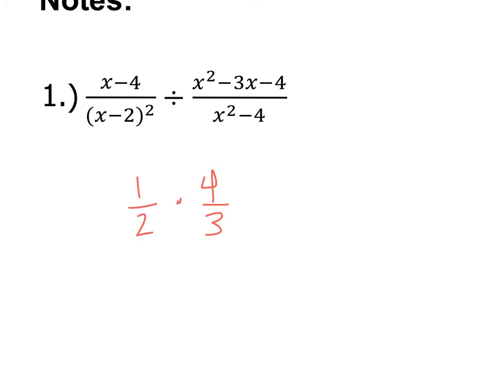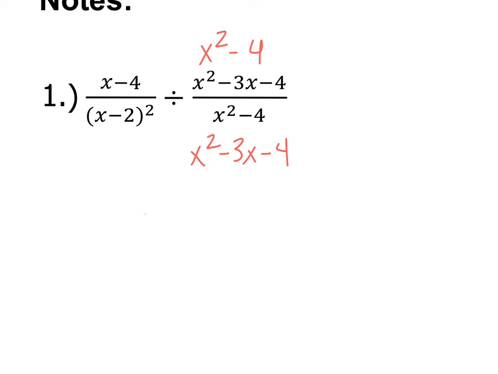So what we can do with the division problems is just change them to multiplication, and it's the exact same thing we did before. So I can change this. Let's flip this around. I'm going to put the x squared minus 4 on the top and the x squared minus 3x minus 4 on the bottom. And so we don't get confused, let's cross that out so that it doesn't influence us in any way.